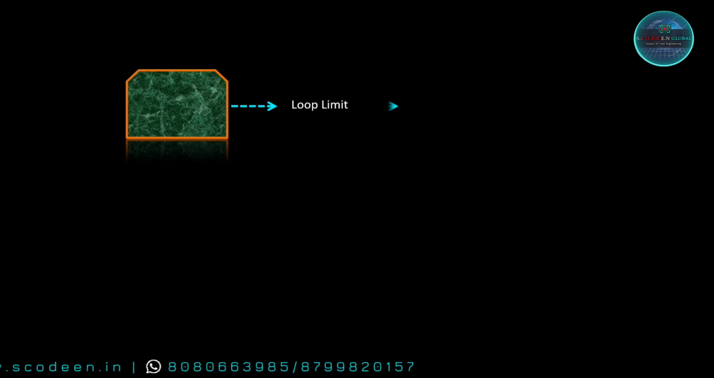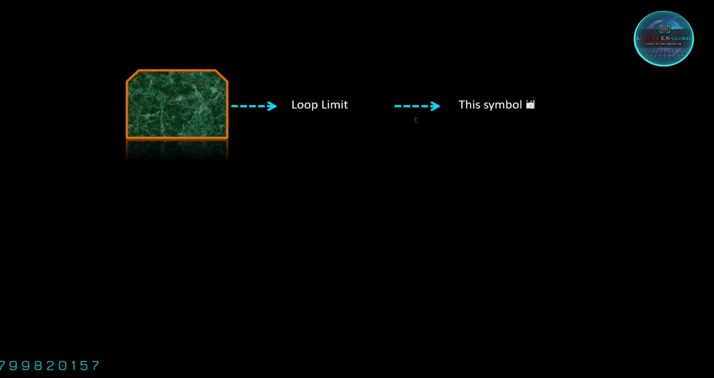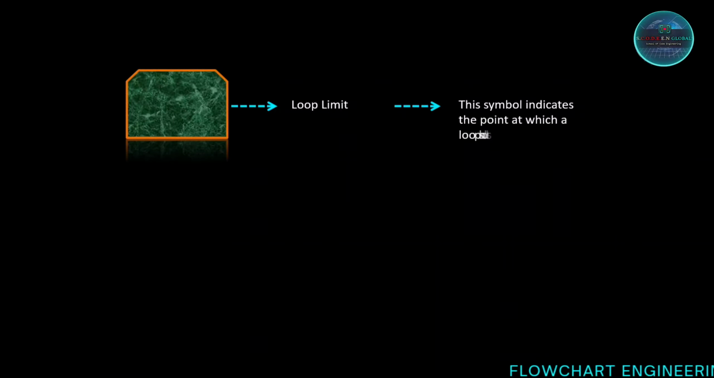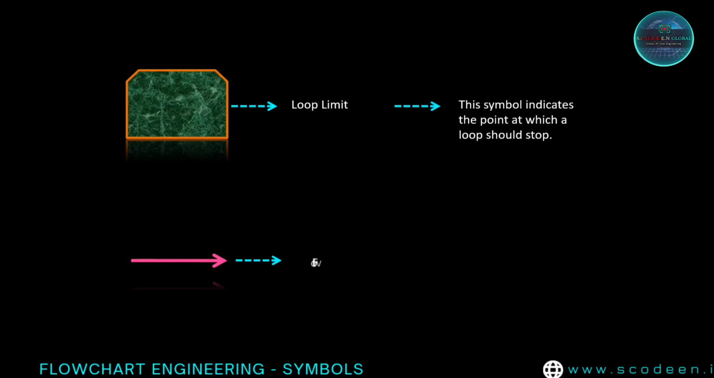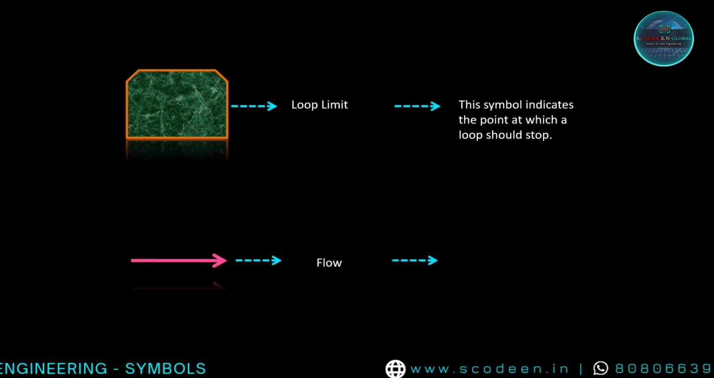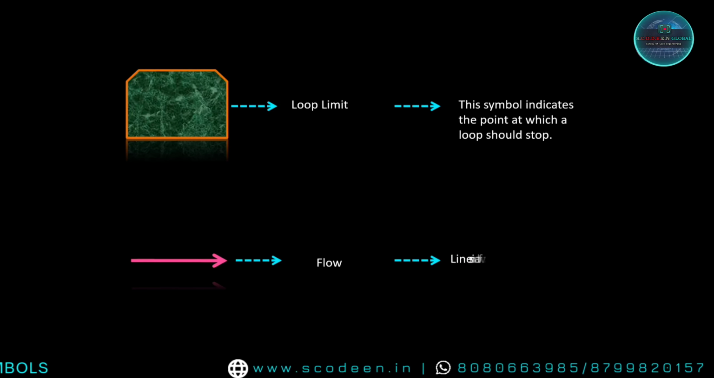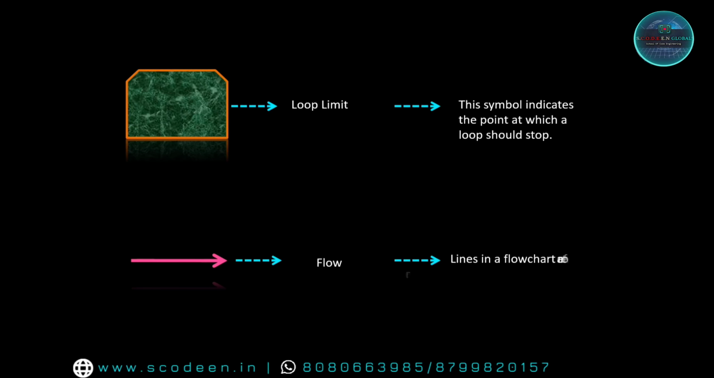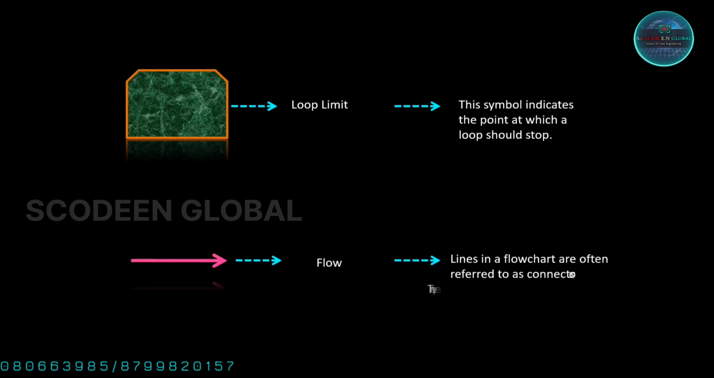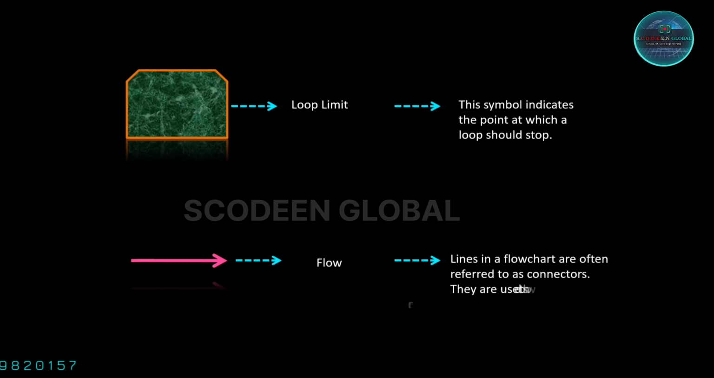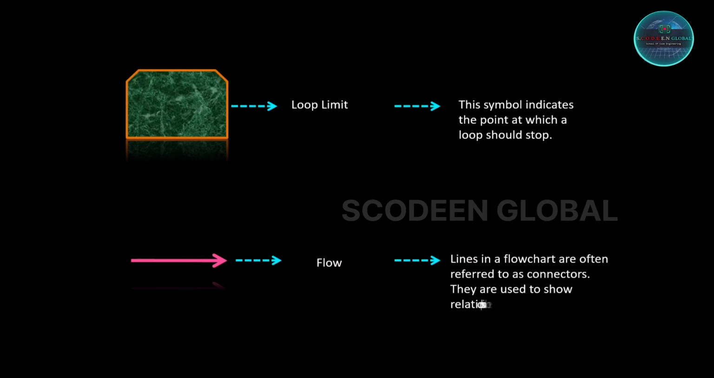Next shape is the loop limit. This symbol represents the point at which a loop should stop, I mean termination of loops. This shape we can refer to as a connector. When you are going to connect from one point to another, at that time we can place a dotted arrow or arrow.